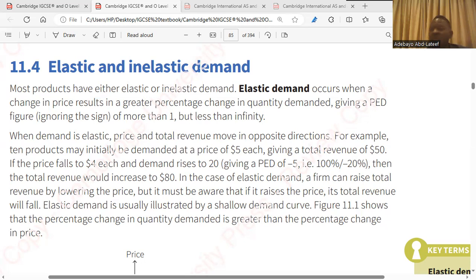Same goes for when you raise your price. Your revenue will fall, but it doesn't mean you won't make profit. You might still make profit. Do you understand? Do you get it or not?